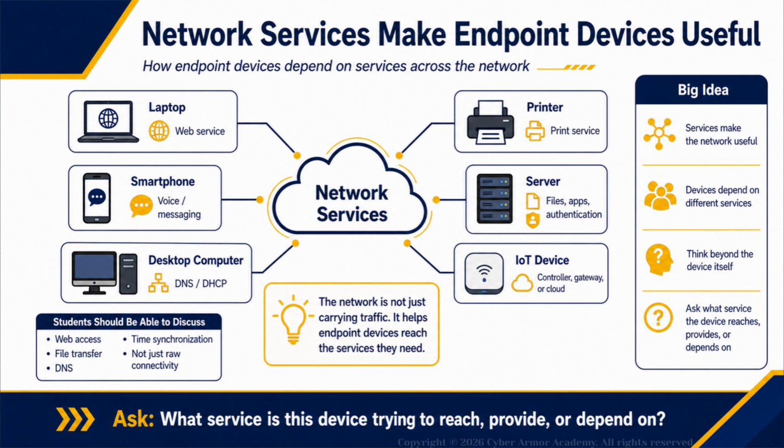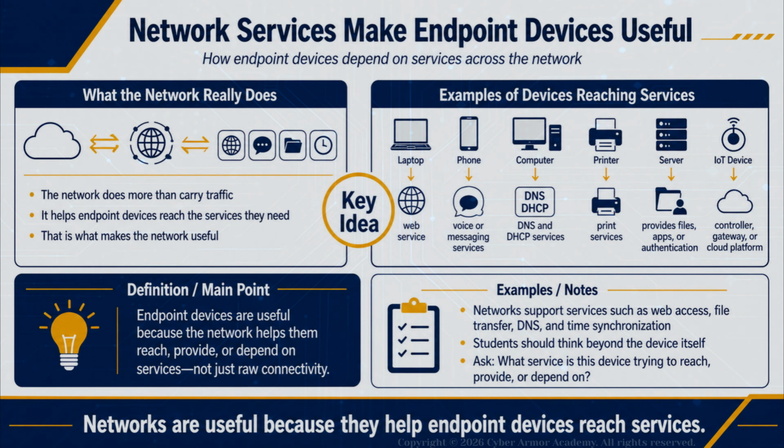This leads us to a really important point. The network is not just carrying traffic, it is helping endpoint devices reach services. That is what makes the network useful. A few examples: a laptop reaches a web service, a phone reaches voice or messaging services, a computer reaches DNS and DHCP services, a printer receives print services, a server provides files, apps, or authentication. An IoT device may reach a controller, gateway, or cloud platform.